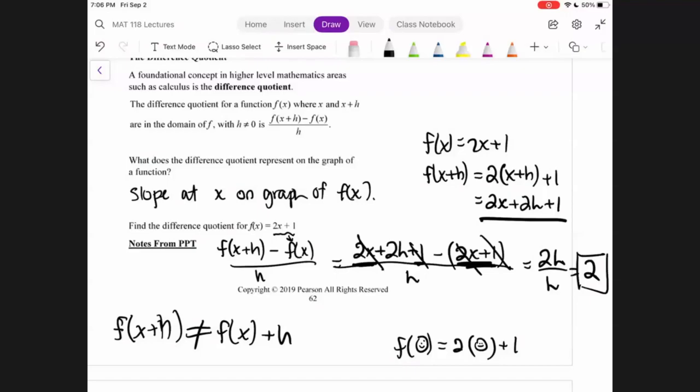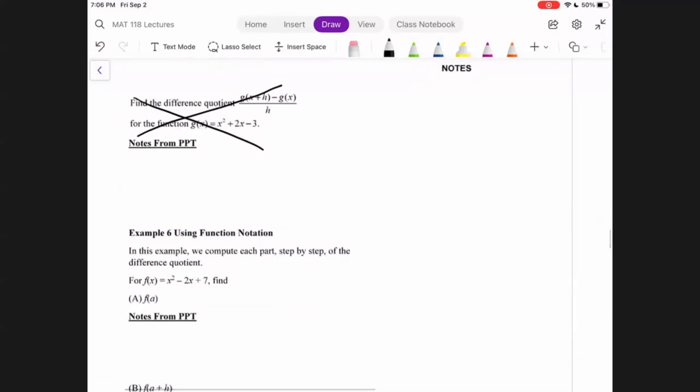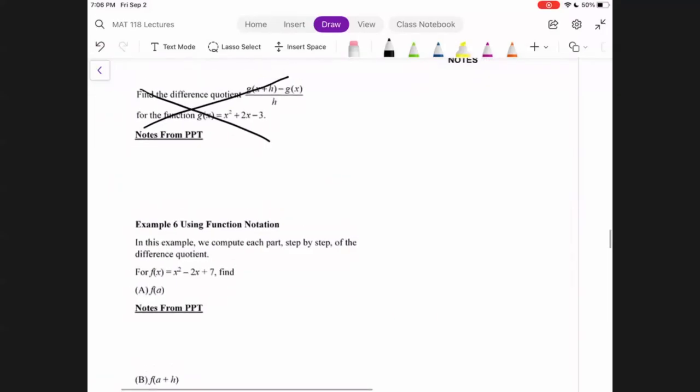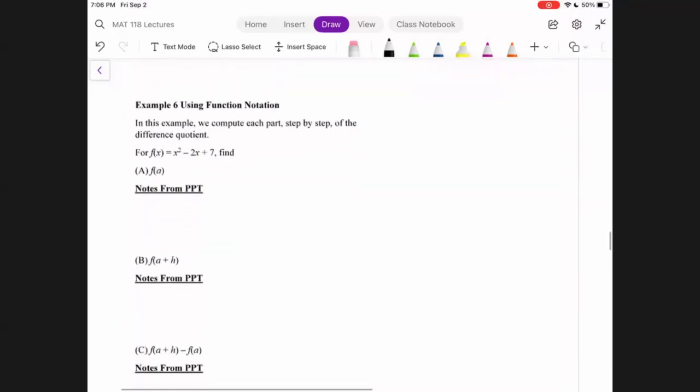So this tells me that the slope for any value on my graph is 2, which I know, if this is 2x plus 1, the slope is 2. We're not going to worry about this squared one here. We'll do that a little bit later, but if you want to, you can think about it, but I'm not doing the difference quotient of this. We'll practice this in this example here, because this is one you'll see in your MyLab.